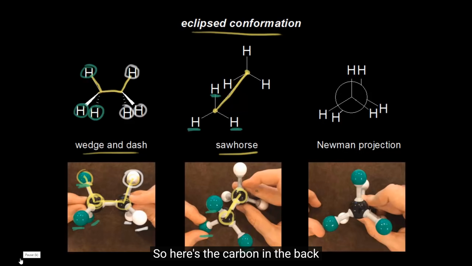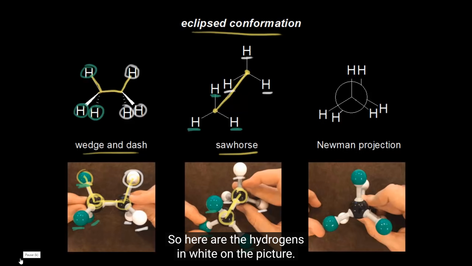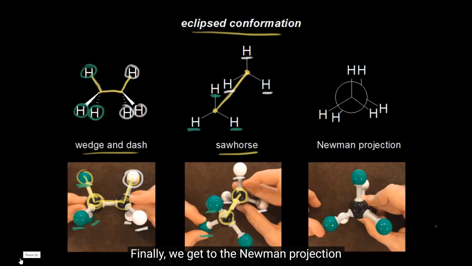So here's the carbon in the back, which is bonded to 3 hydrogens, and I made these hydrogens white. So here's 1, 2, and 3. Here are the hydrogens in white on the picture. Finally, we get to the Newman projection for the eclipsed conformation.